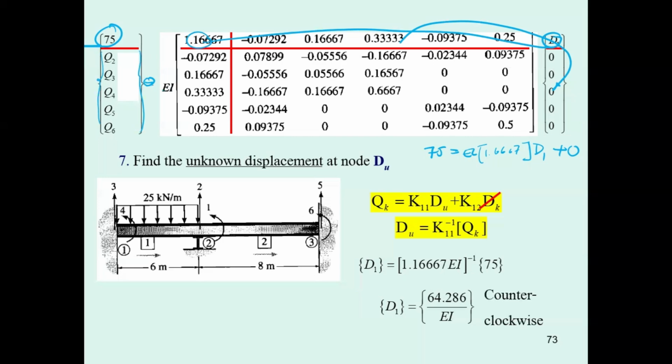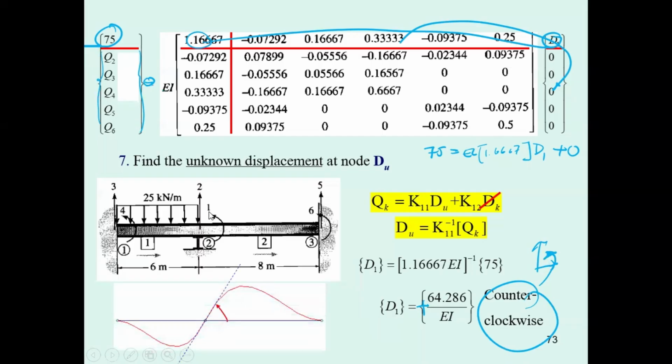Okay, now take it back to determine this reaction. So, when this one is positive, it is going to be counterclockwise. So the rotation over here is going to follow degree of freedom number one. This is going to be the rotation.